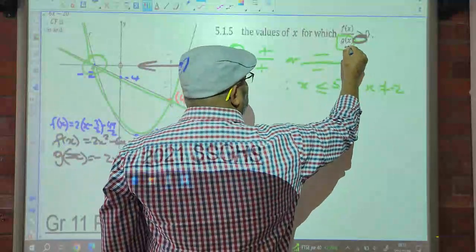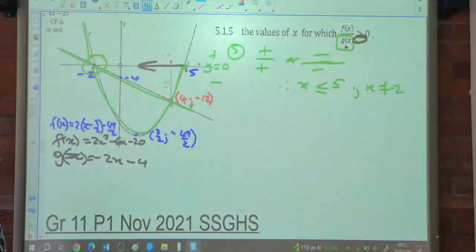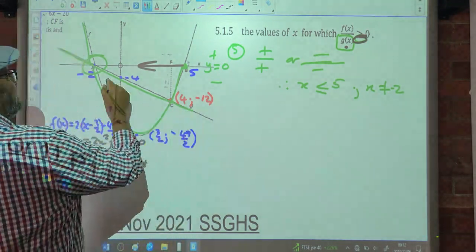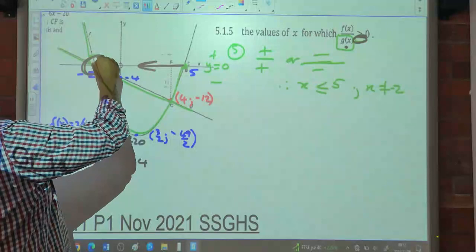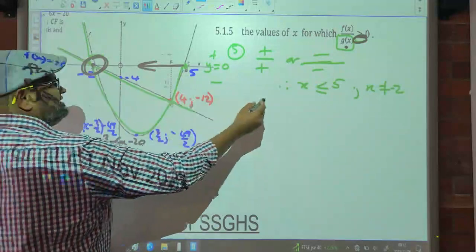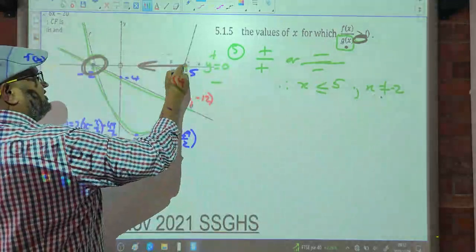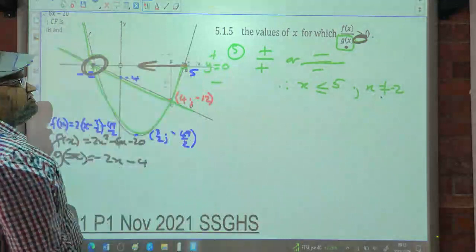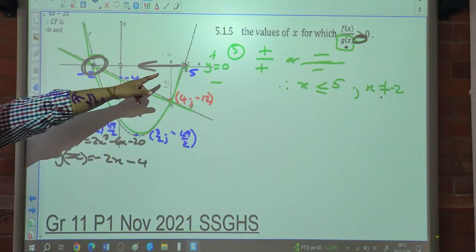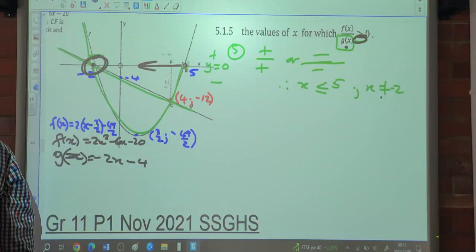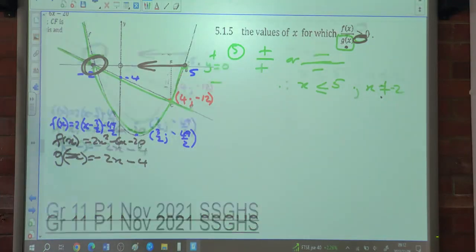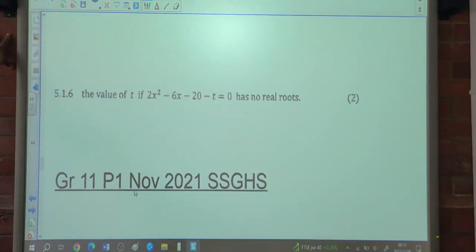Remember that the denominator can never be equal to 0, otherwise the sum will be undefined. So we check where g of x was 0, and g of x was 0 here. That's why we omitted the negative 2. However, it can be 5 because at 5 the numerator will be 0. I think that wasn't in the last video then.